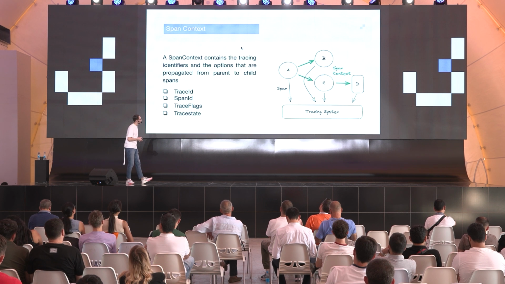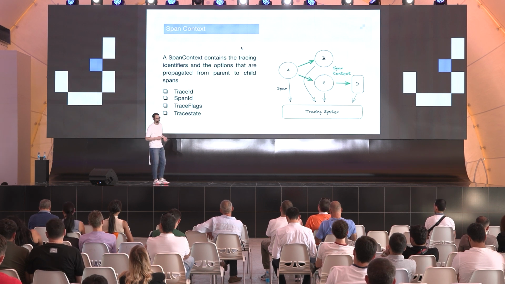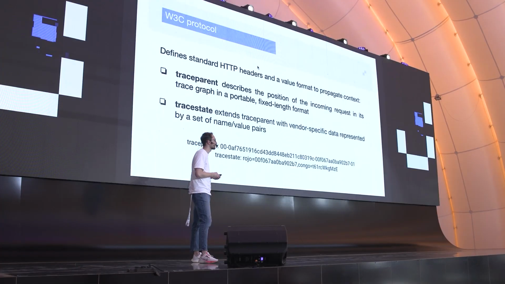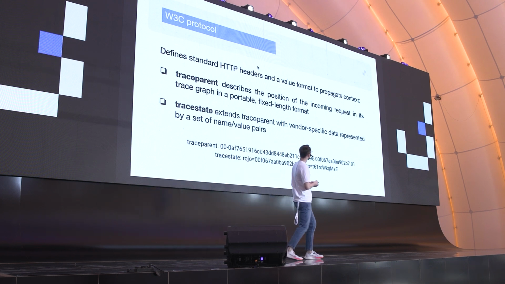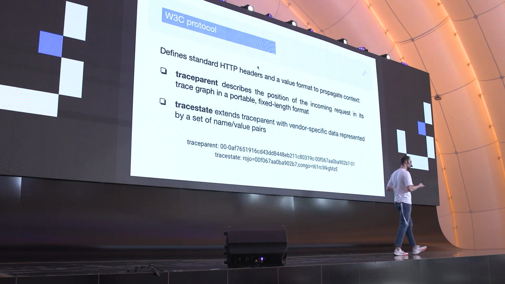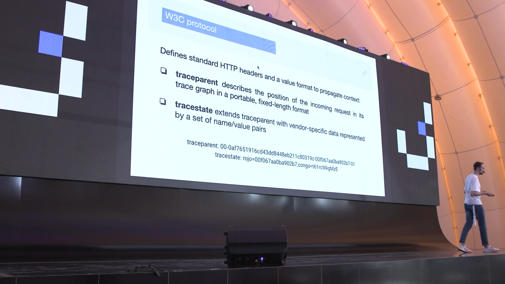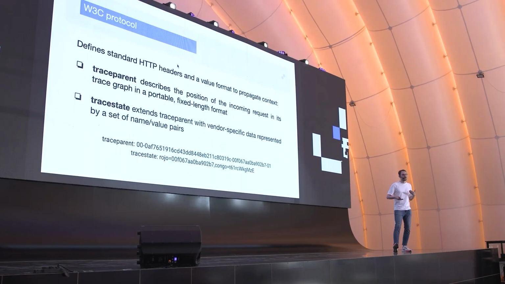Okay, so how is span context propagated? Well, there is a protocol, the W3C protocol, for HTTP span context propagation. It describes how to propagate context in two headers. The first one, traceparent, holds all the identifiers and information that is required to identify the span. And the second one, tracestate, holds vendor-specific data.